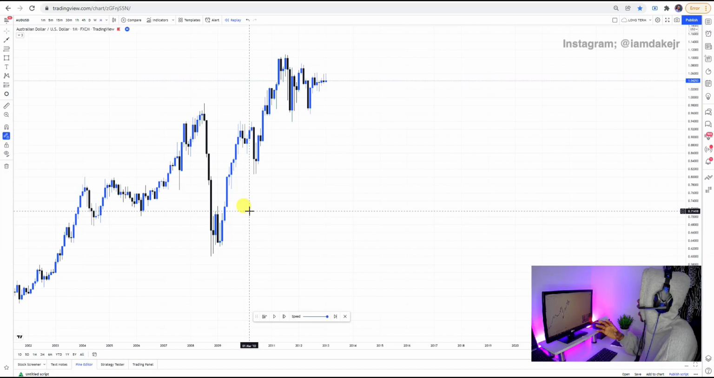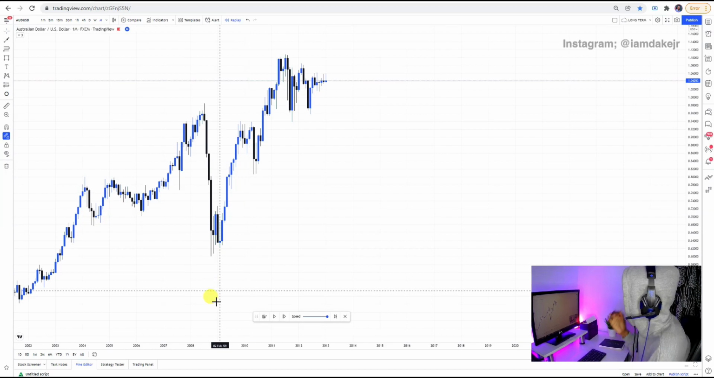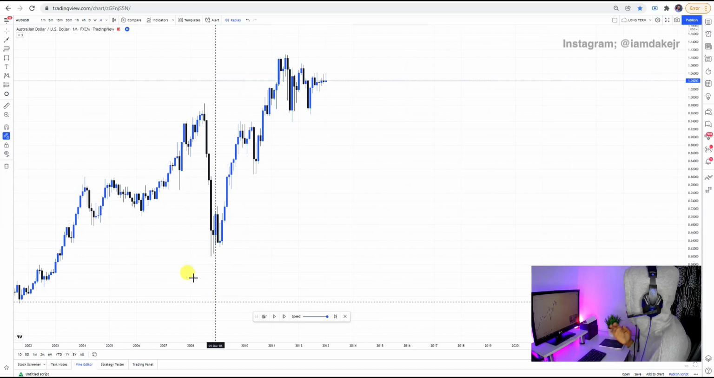Now, the first thing we have to establish is that we need the top-down analysis. The top-down analysis means that we're going from the higher time frame down to a lower time frame, looking for our entry levels. The first time frame we will be picking would be our trend time frame.